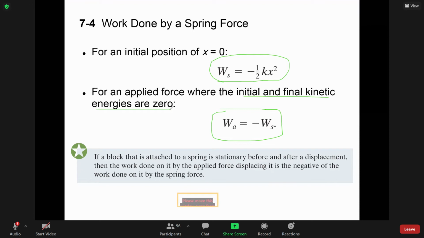So the initial kinetic energy: I start, I have a spring and I compress it. I started from x equals 0, okay? And I compress it and I stop. So I started from stationary and I compress it and I stop. It means the initial kinetic energy and the final kinetic energy are 0. If the initial kinetic energy is 0 and the final kinetic energy is 0, it means the net work is 0. But I have two works. Work by my hand and the work by the spring. These two works have to be opposite in sign. So if one is minus 10 joules, the other one has to be plus 10 joules.